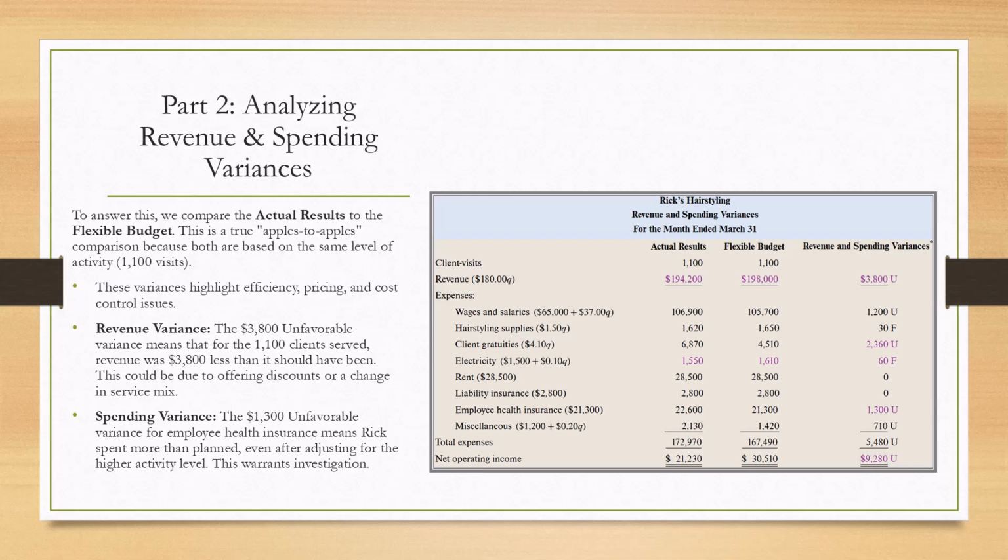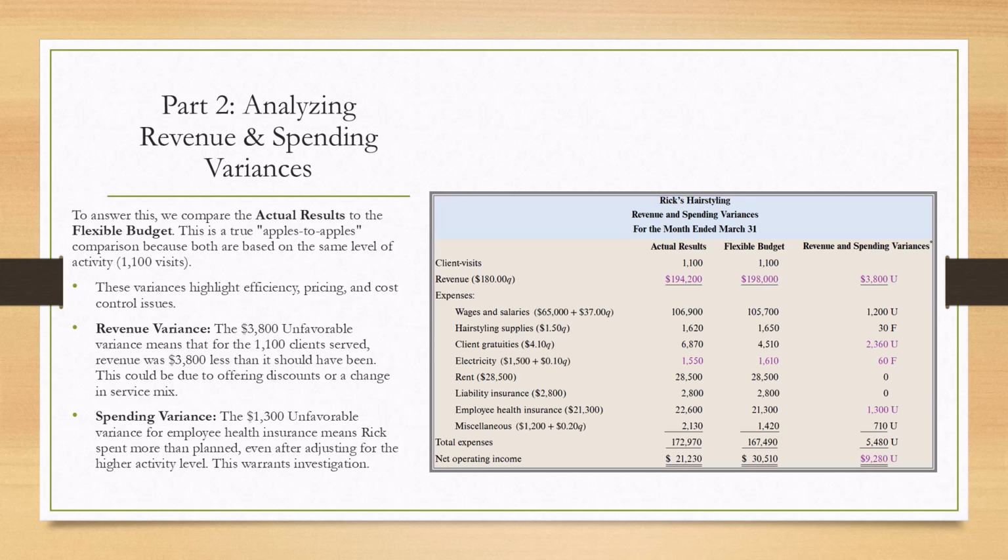To answer this, we compare the actual results to the flexible budget. This is a true apples-to-apples comparison because both reports are based on the same level of activity, 1,100 visits. These variances highlight issues with efficiency, pricing, and cost control. For example, there is a $3,800 unfavorable revenue variance.